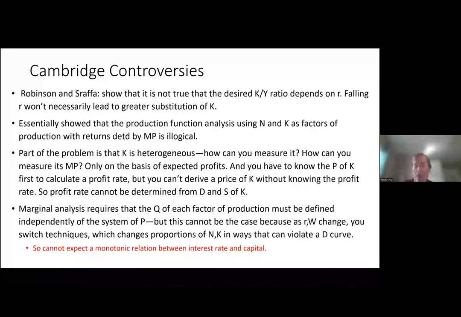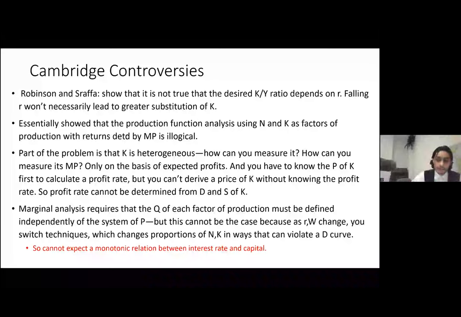And Keynes made a mistake in the General Theory where he said he would accept the postulate that the wage equals the marginal product of labor. And this made Sraffa furious because in 26, he had already shown that marginal productivity theory is completely illogical. You cannot derive nice sloping functions of labor demand against the wage. And now this debate is all about the interest rate and capital. It can be shown that as interest rates and wages change, you switch techniques in ways that violate demand curves. So you can't expect a monotonic relationship between the interest rate and capital.